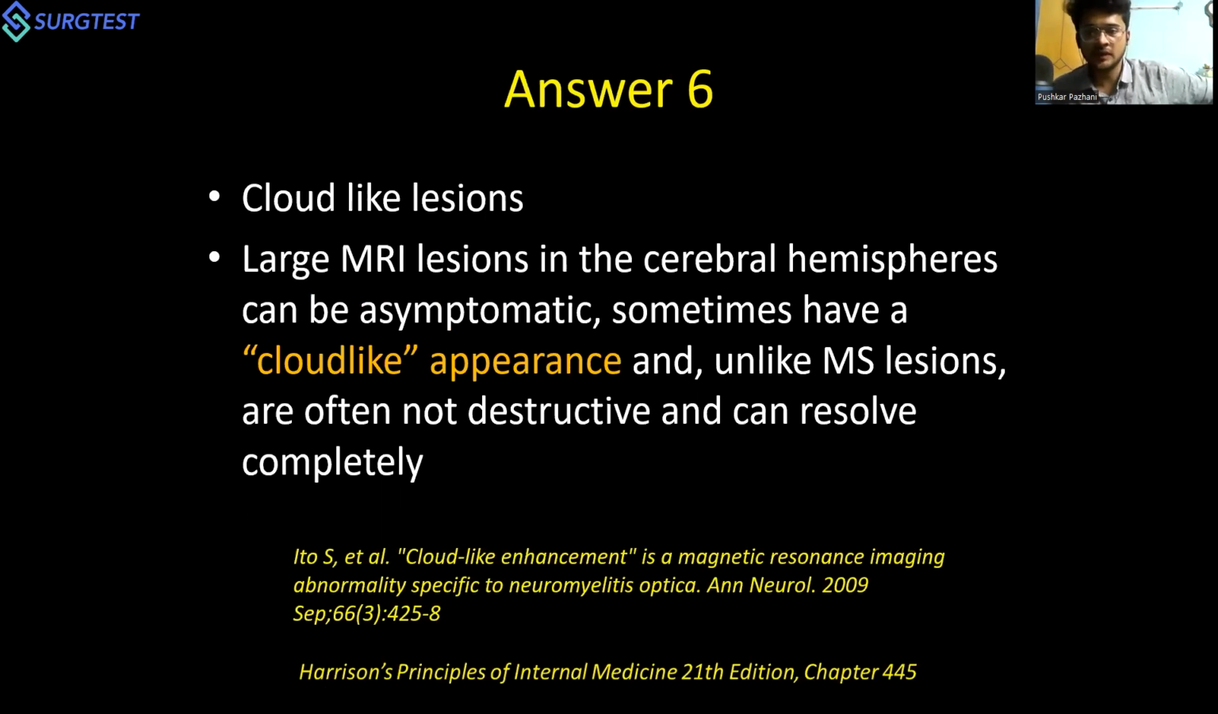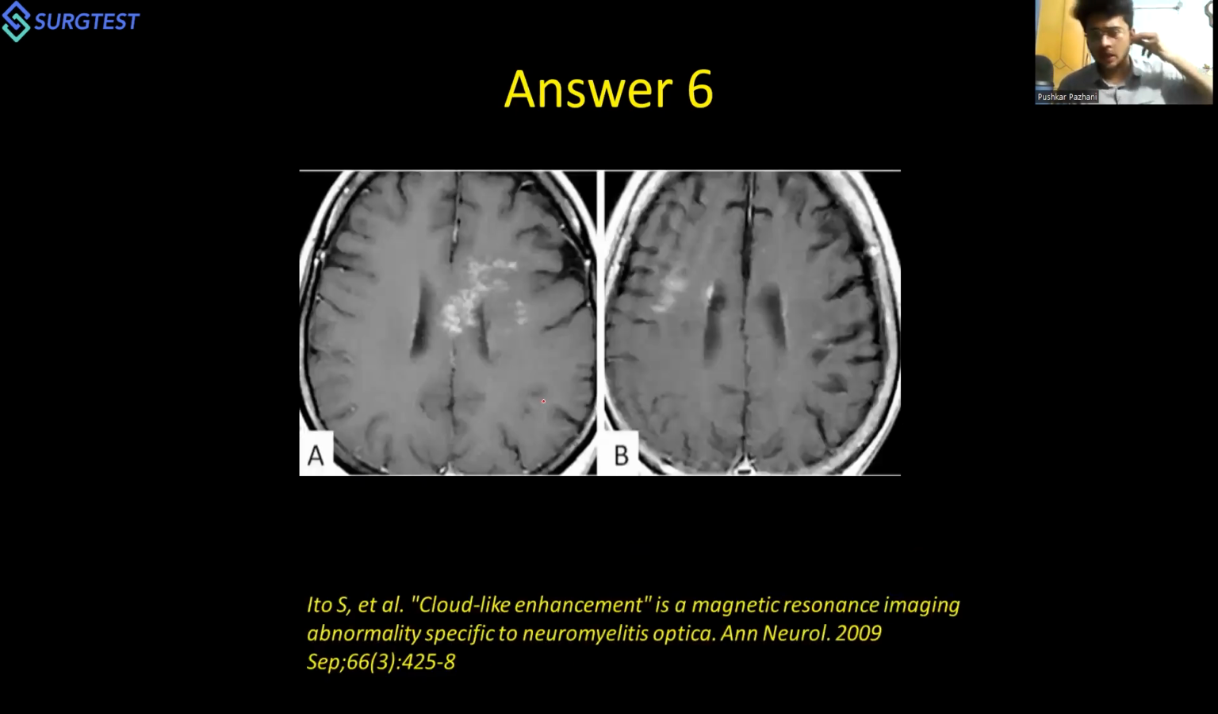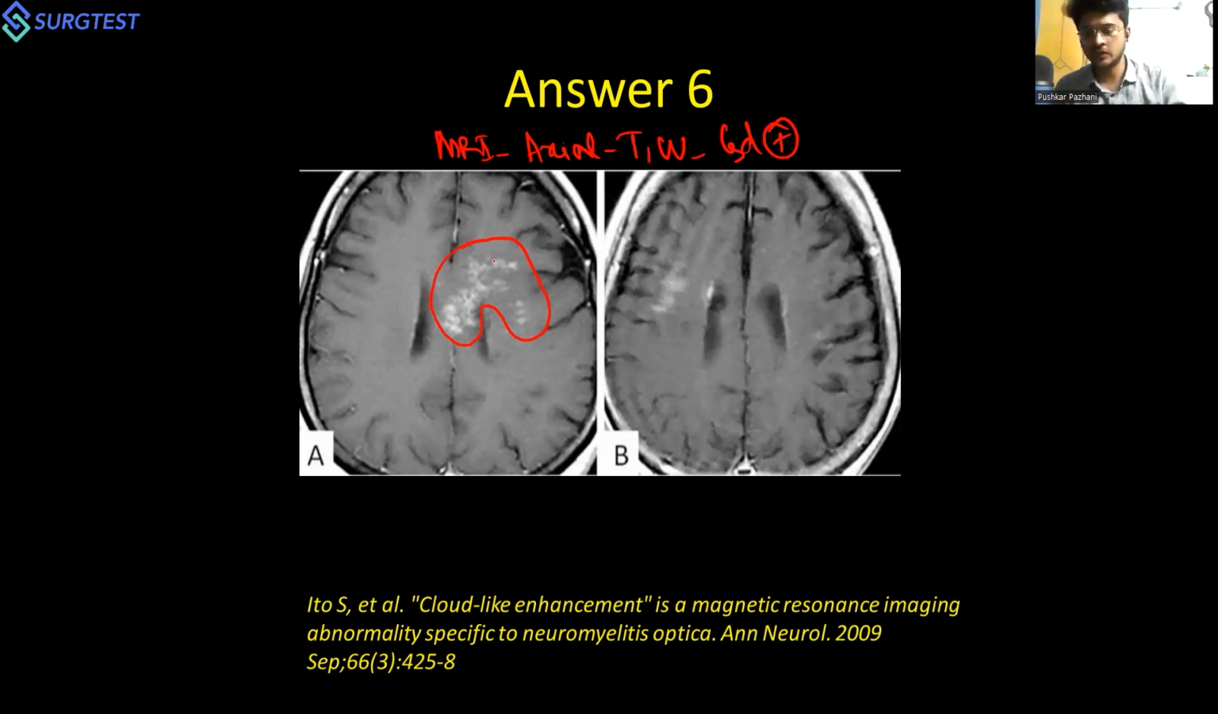However, unlike in multiple sclerosis, the cerebral lesions are not very destructive. It's usually the optic nerve lesions and the spinal cord lesions which are destructive. So this is from an article from Ito S. et al. Any idea what sequence of MRI this is? Actually, this is MRI brain, axial view, and this is a T1 weighted image, post-gadolinium contrast. Here we can see the classically described cloud-like enhancement pattern in Ito's article, which was published in 2009. So this is the cloud-like pattern we see in NMOSD. Just don't forget that name. I think it's very unlikely you'll get an image question like this, but I just wanted to show it out of interest. Question number 7.